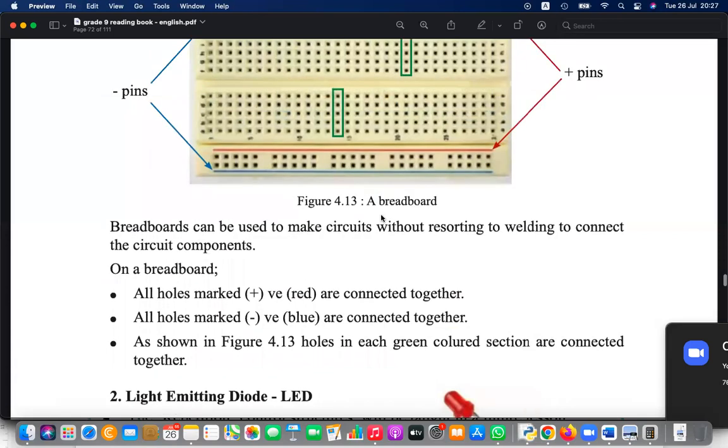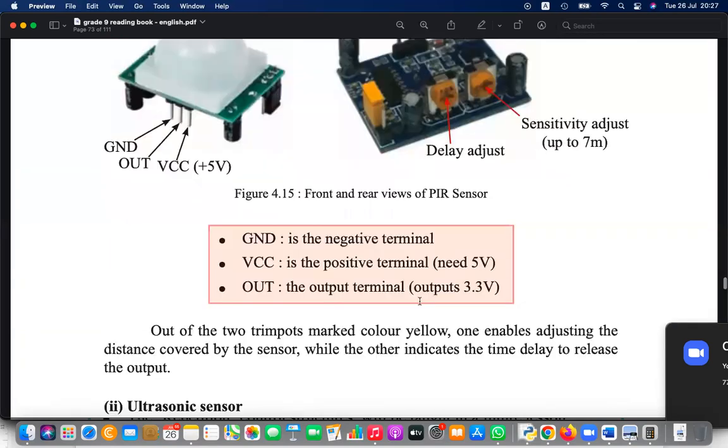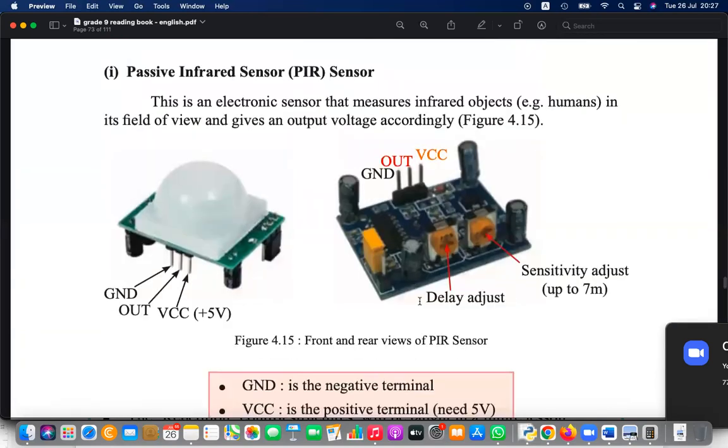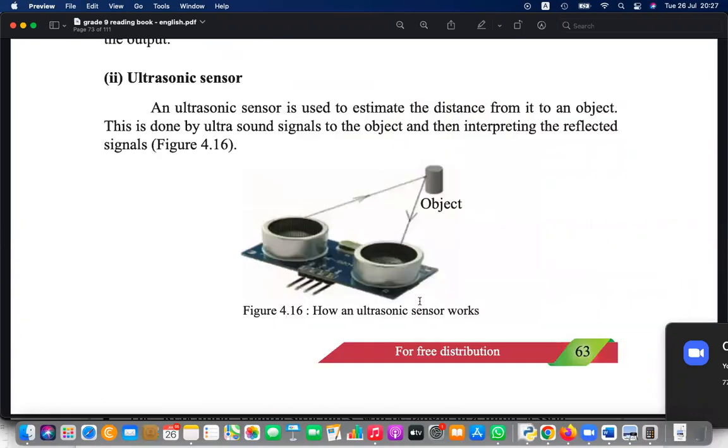Then we learned about the breadboard connections, how they work: the horizontal connections in the plus and minus pins, and the vertical connections in the middle pins. Last day's discussion was about the passive infrared sensor, which is a human motion detection sensor. And today's topic, let's discuss the ultrasonic sensor.